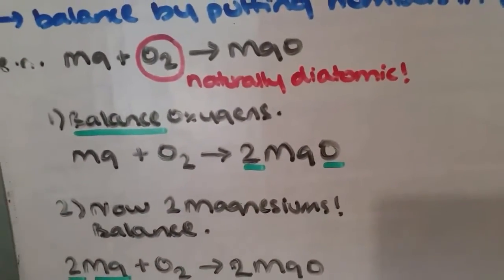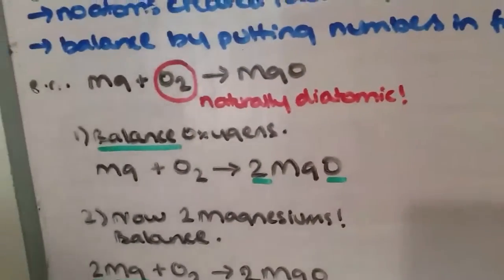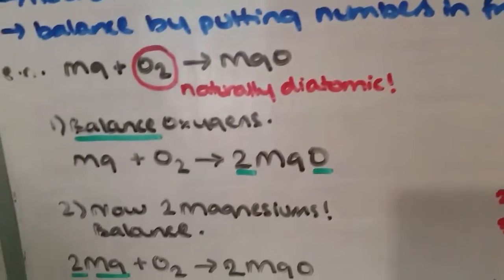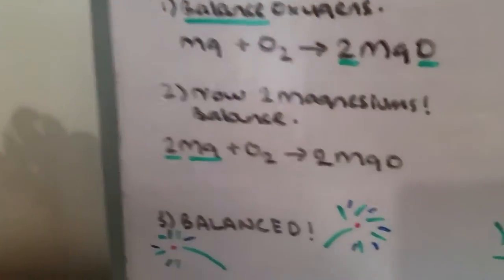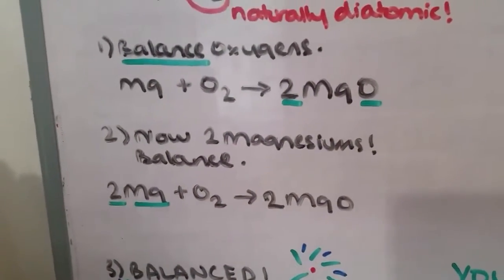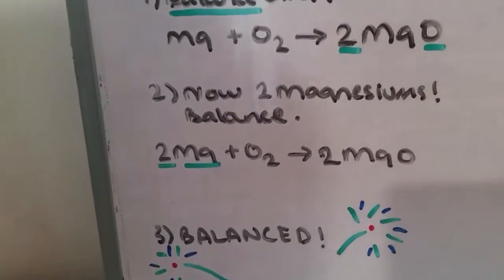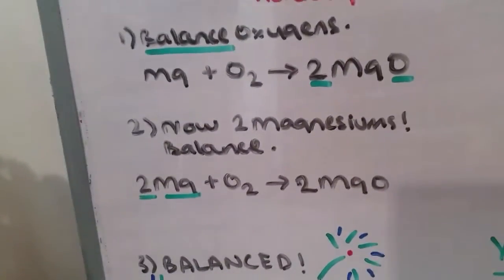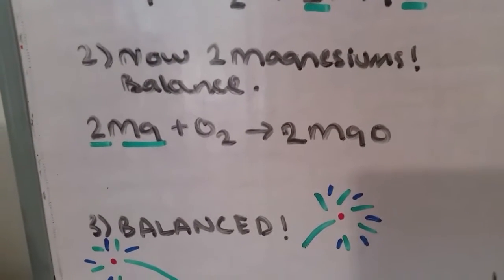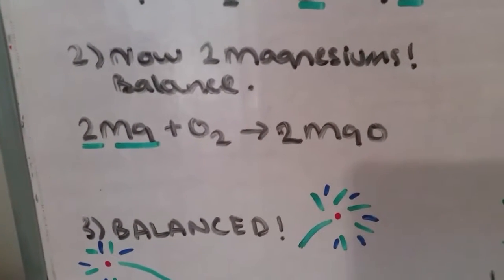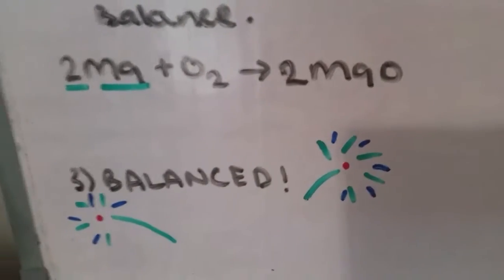Now, after I've balanced the oxygen, so the oxygen in the equation is now balanced, I have found out that the magnesium is not balanced. On the right-hand side, I have 2 magnesiums, but on the left-hand side, I only have 1. So now we need to balance the magnesium. How do we do this? We stick a 2 in front of the magnesium on the left-hand side. And this balances the magnesium on both sides because we have 2 magnesium atoms on both sides, and it's balanced.